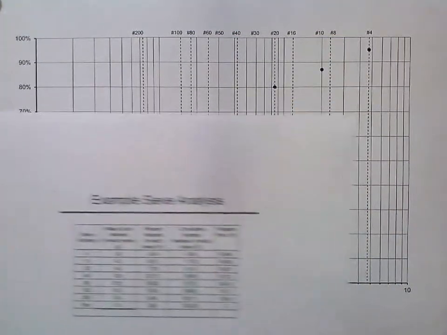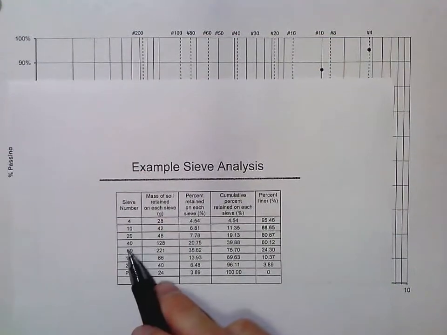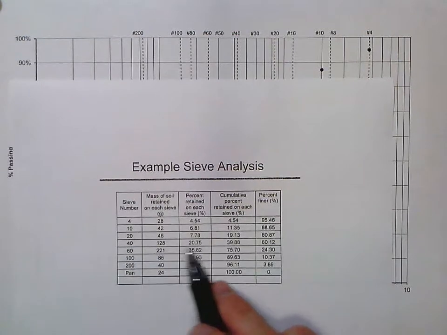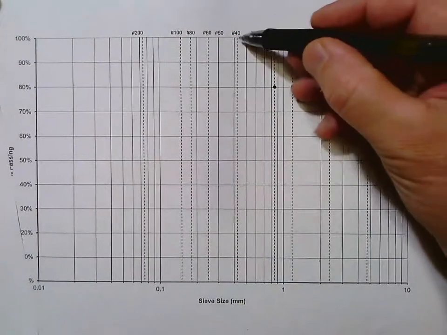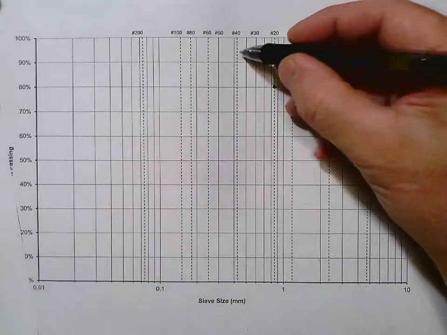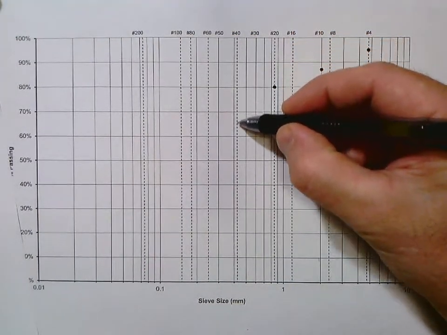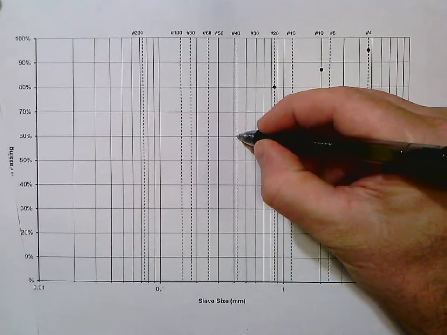Okay, so our next data point is 40. So the number 40 sieve has about 60% passing. So number 40 sieve is here. It's on this dotted line. So come down the dotted line, that's number 40 sieve to about 60% passing. That's this value.